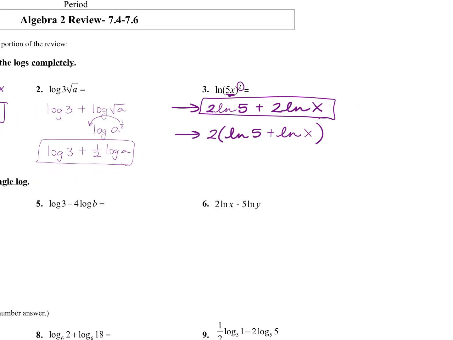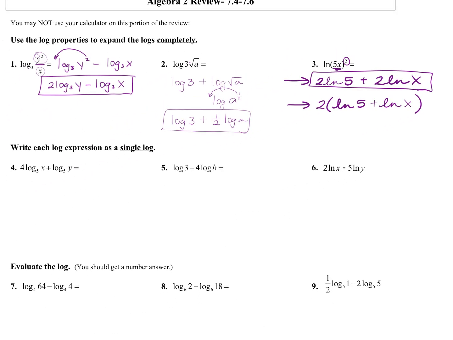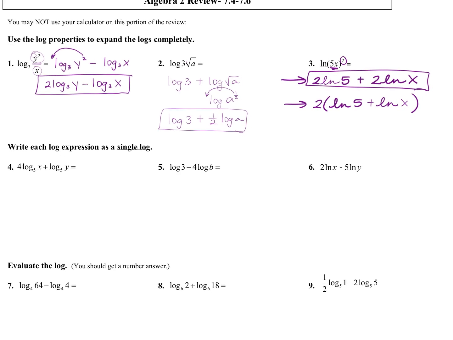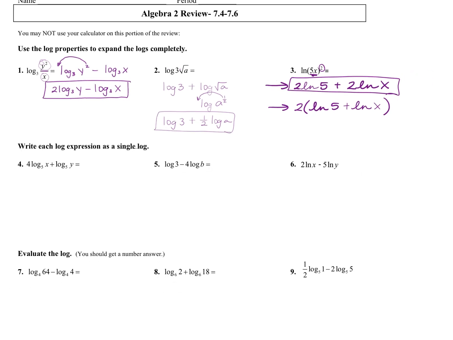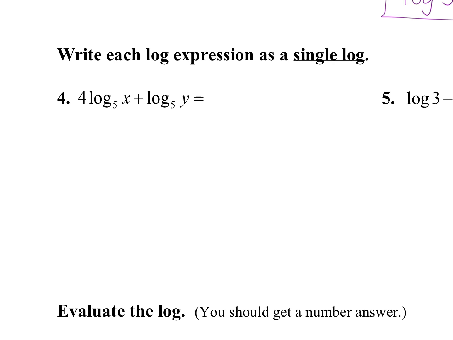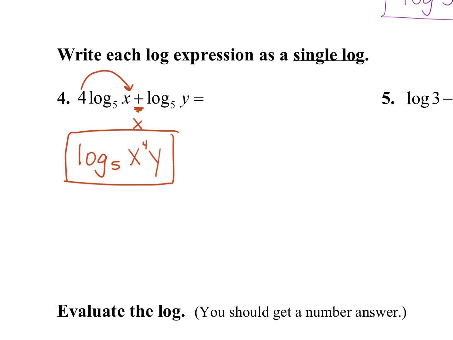All right, questions on expanding logs? We know. Okay, then, now we're going to shrink it down to a single log. How do I get this to a single log? Move the 4 to an exponent, and this addition is going to be multiplication. So it's going to be log base 5 of what? x to the 4th y. All right, we're multiplying. That's our single log.